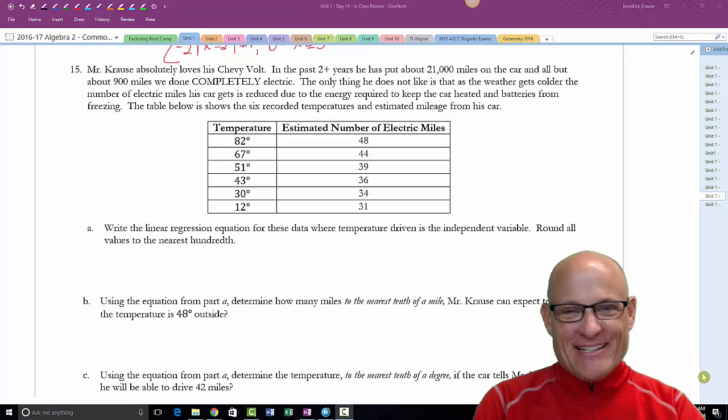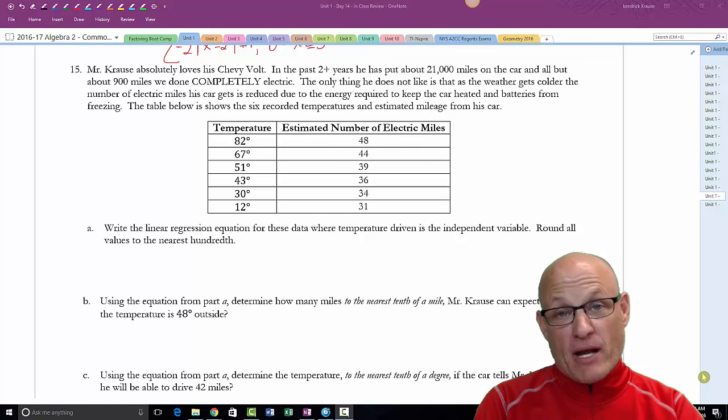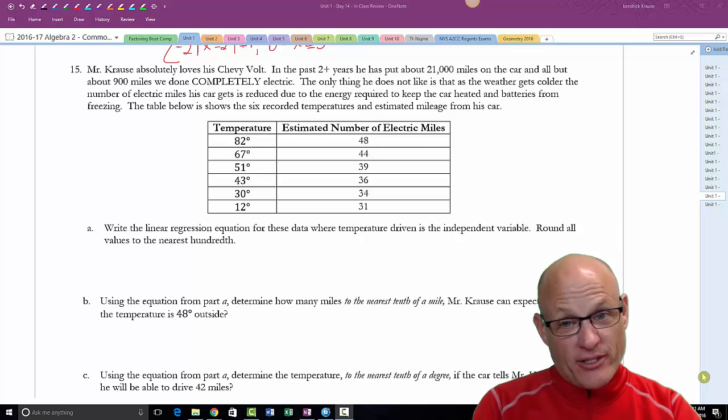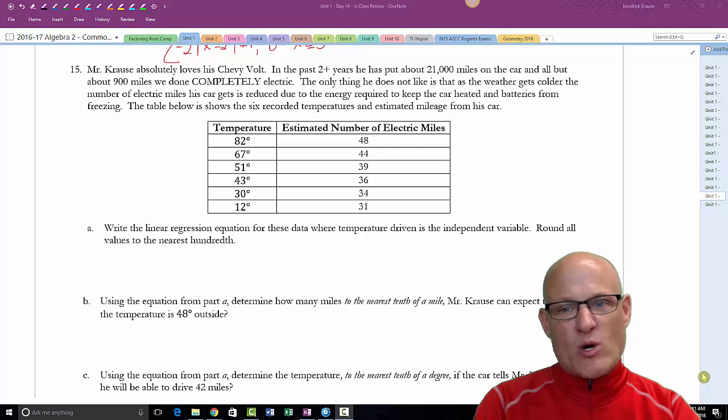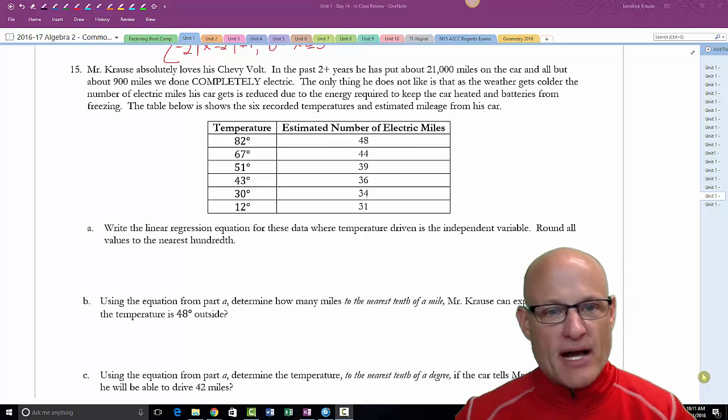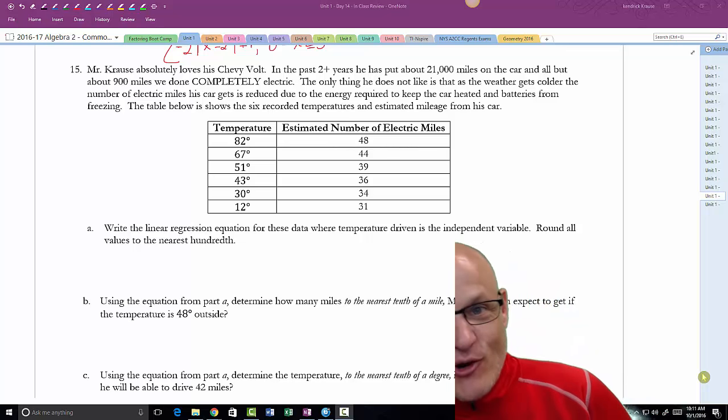Okay, children. Now we get the question about my favorite car, my Chevy Volt. I should take a picture of it and show you, but I won't. So, I have a Chevy Volt. I now have had it 3 years, but in the first 2 years, I put about 21,000 miles on the car, and all but about 900 miles were completely electric, which makes it so nice.